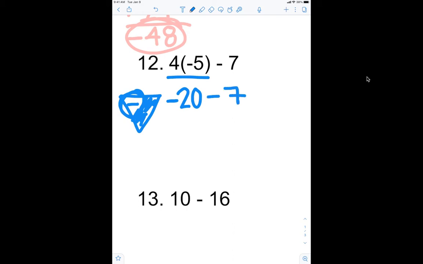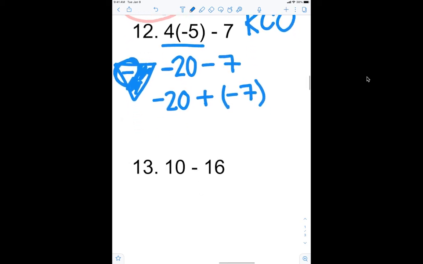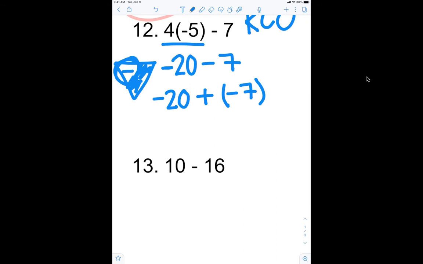Can't do subtraction with the integers. We've got to change it to KCO. Change, opposite. So I'm going to keep negative 20. Change my minus to a plus or an addition sign, and then do the opposite of positive 7, which would be negative 7. So these are both on team negative, so you could draw out your chart. But since they're on the same team, all I have to do is add to figure out the total for that team. So I've got 20 plus 7, which we could probably do in our heads, right? 27, and they're on team negative, so the answer is going to stay negative.